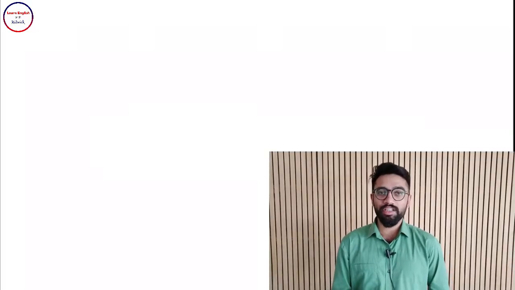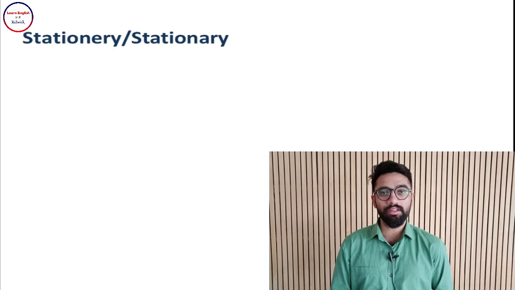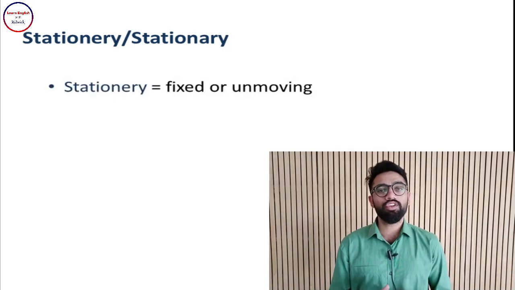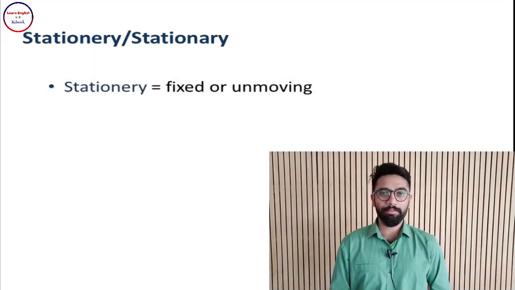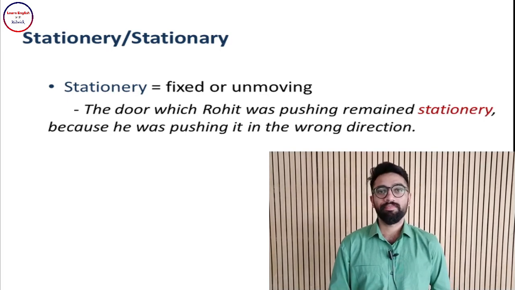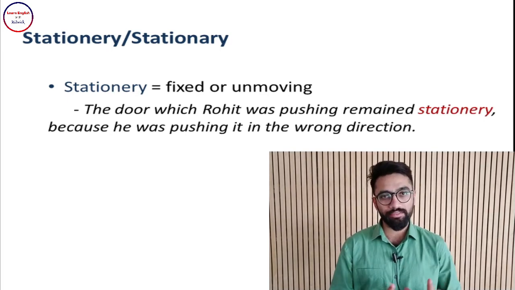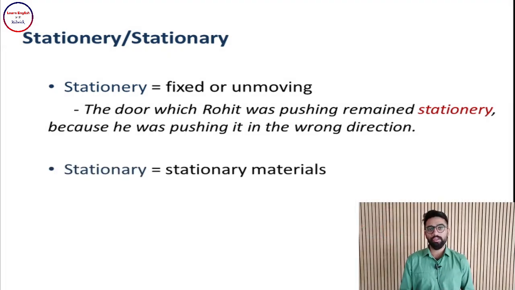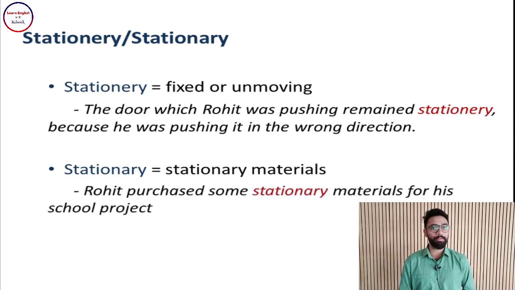Next word is stationary and stationery. Again very similar. The only difference is about letter E and A. So the first, stationary, means something which is not moving, which is just fixed. For example, the door which Rohit was pushing remains stationary because he was pushing it in the wrong direction. Second is stationery, which is the material which we use in our daily lives. Rohit purchased some stationery materials for his school project.